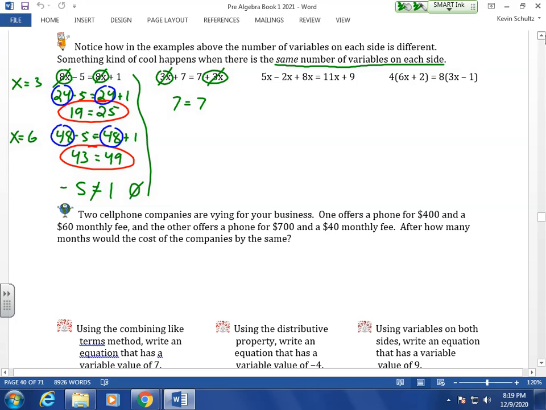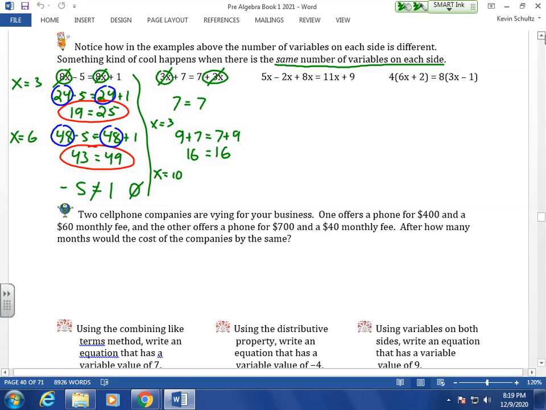Okay? Let's test a couple numbers here. Let's test 3. X equals 3. Going on the left side, 3 times 3 is 9 plus 7. On the right side, we have 7 plus 3 times 3, which is 9. 9 plus 7 is 16. 7 plus 9 is 16. It works. All right, let's test 10.